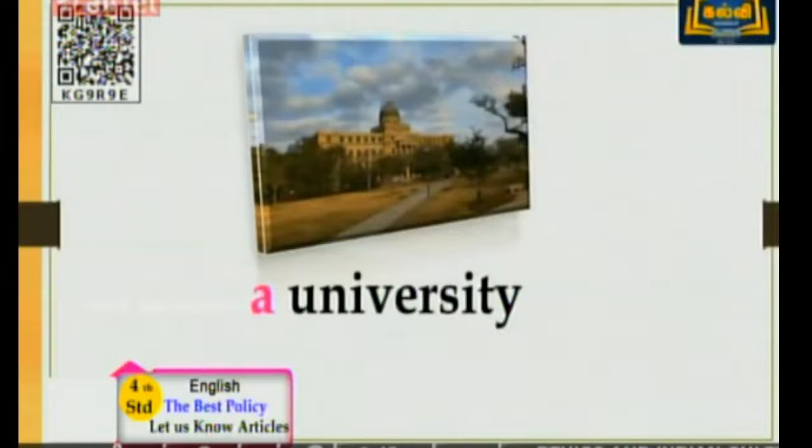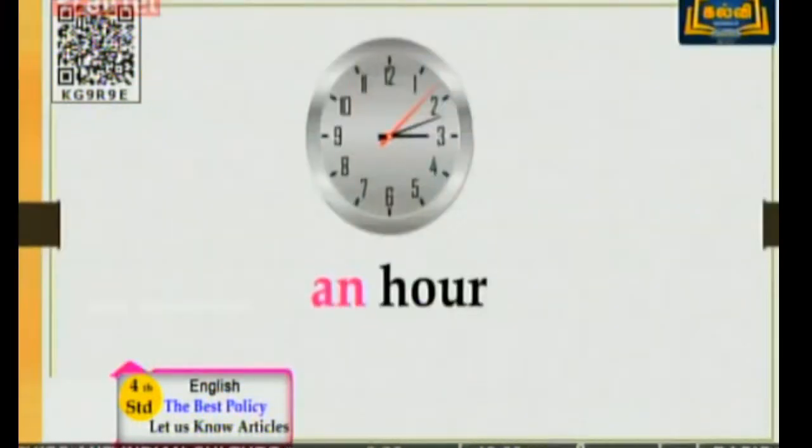Why are we using an for hour? And why are we using a for university? Even though the spelling is U-N-I-V-E-R-S-I-T-Y, even though the spelling starts with U, then why are we using a before the word university? And even though the spelling is hour, H-O-U-R, it sounds like the H letter, then why are we using an? Can you make out the difference?